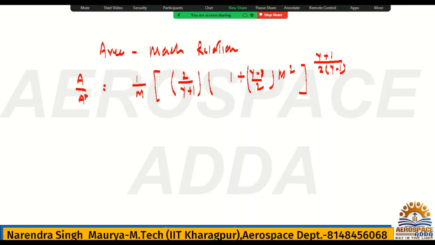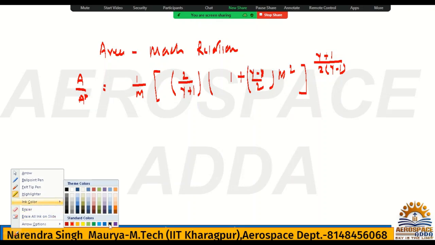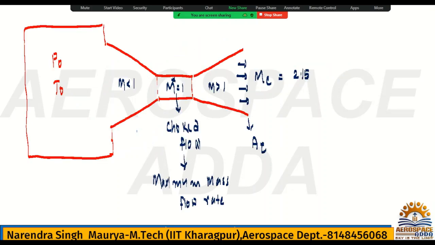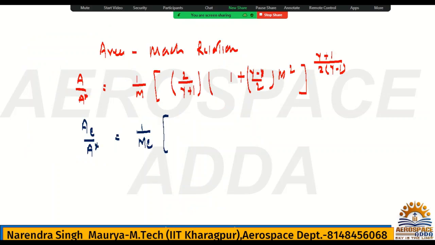This is the value. Okay. Now you are going to write this as an exit Mach number. I told you the technique. So exit Mach number divided by A star will be what? Why are you writing A exit by A star? Because M exit you know, na? M exit you have just calculated as 2.15. So you can use the A exit by A star formula.